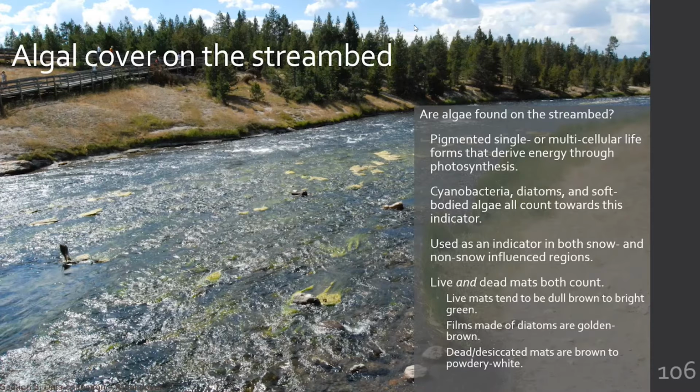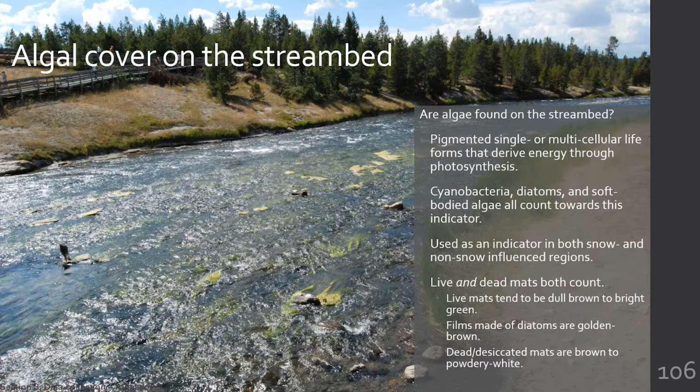So algae are pigmented, single or multi-celled life forms that produce their own energy through photosynthesis. For our purposes, we are including cyanobacteria, diatoms, and soft-bodied algae. So no plants, no bryophytes, just cyanobacteria, diatoms, and soft-bodied algae. The indicator is used in both snow and non-snow influence regions. And we also count live or dead mats.